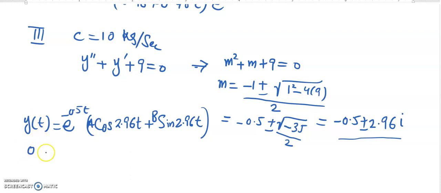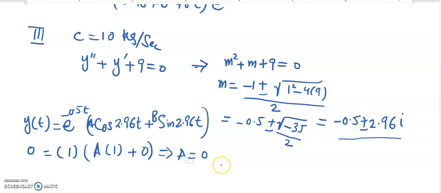y of 0 was 0.16, so this term will be 1, this term will be 1, and then the second term will be 0 because sine is there. So a will be equal to 0.16. Okay, so a will be 0.16.